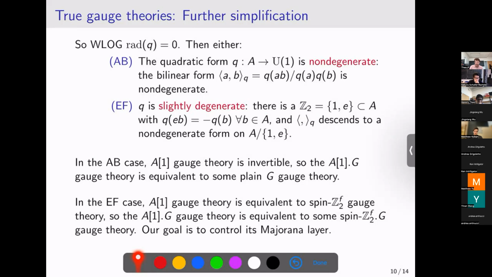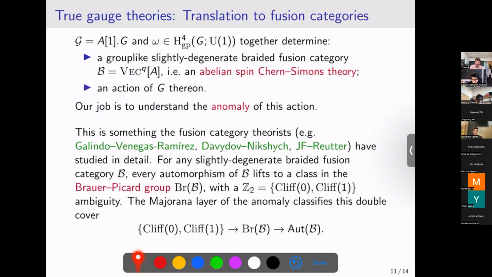And that's the case whose Majorana layer I have to control. And now I'm going to just tell you things and you're not going to understand them. Here's the way you do it: you say this problem is the same as a problem in fusion categories. Any abelian group with a quadratic form gives you an interesting braided fusion category. This was something at least known to Moore and Seiberg in their paper, maybe earlier. In the case I care about, it's what's called a slightly degenerate braided fusion category.